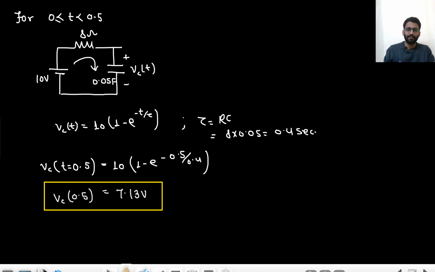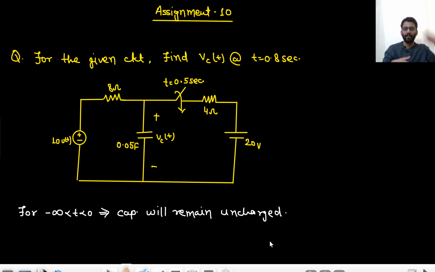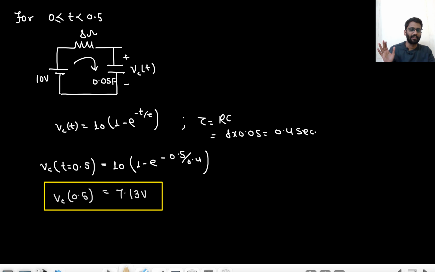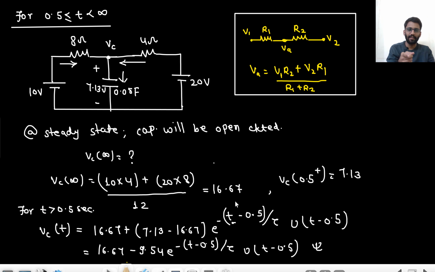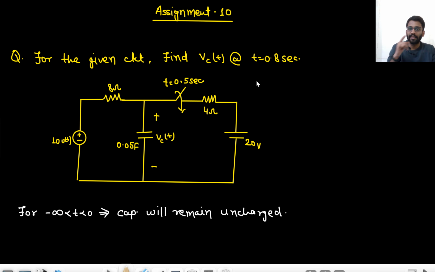What is happening in the circuit? First, this switch is open, so the capacitor will get charged. For 0.5 second it will get charged up to 7.13 volt. So now we have 7.13 volt. This 10 volt is there, 8 ohm is there, 4 ohm is there, and the 20 volt battery is also there. Now this 10 and 20 volt battery collectively will charge the capacitor to some value, and that value we found is 16.67. Now we can write down the equation, 16.67 minus 9.54 e to the power minus t upon tau. Like that I will write, but in mind I will keep one thing, that my switch is closed at 0.5 second. Now they are asking what is the voltage across the capacitor at 0.8 second.